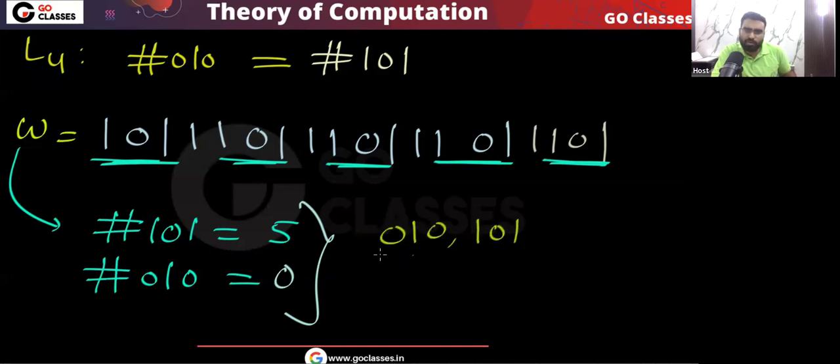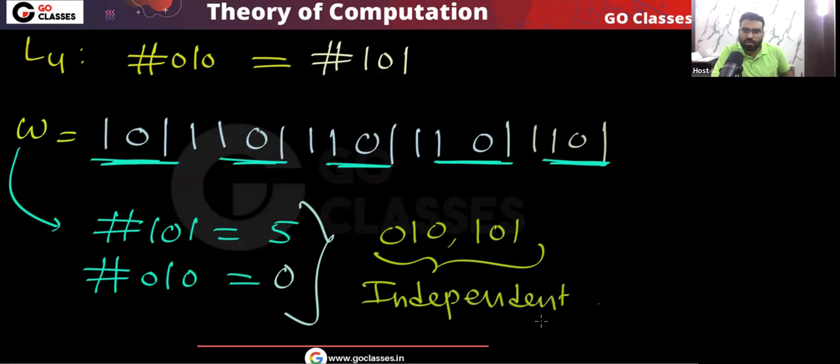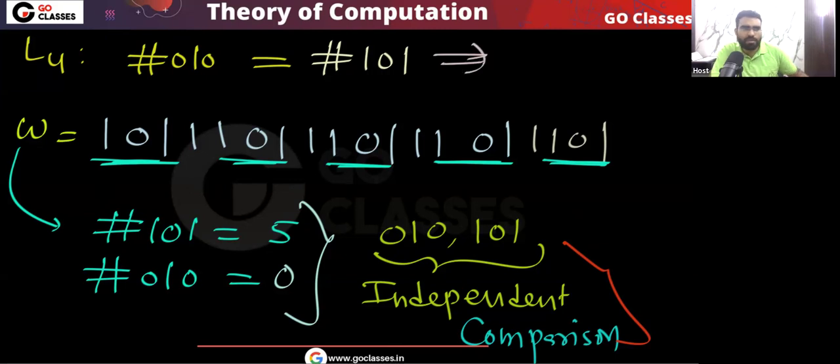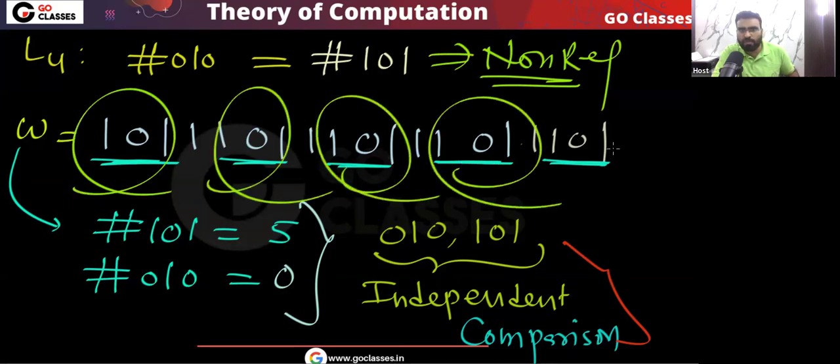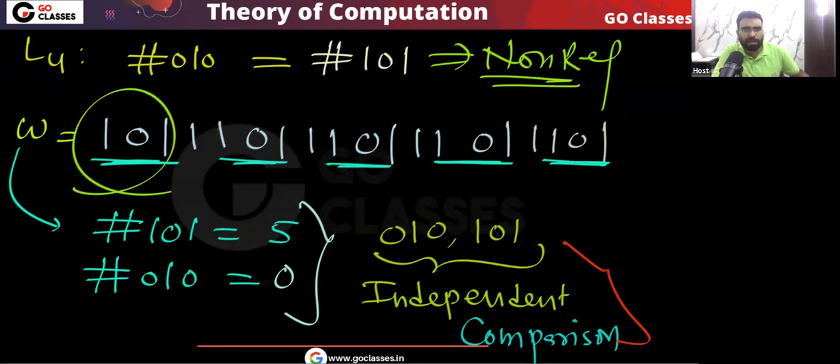So this 0 1 0 and 1 0 1, remember these two are independent. And there is comparison. Yes or no? Independent comparison. So that is the reason I can say that this is non-regular. Is this clear? This language will be non-regular. Why is this non-regular? Because we have to remember how many 1 0 1 we have seen, so that we can match with the number of 0 1 0.